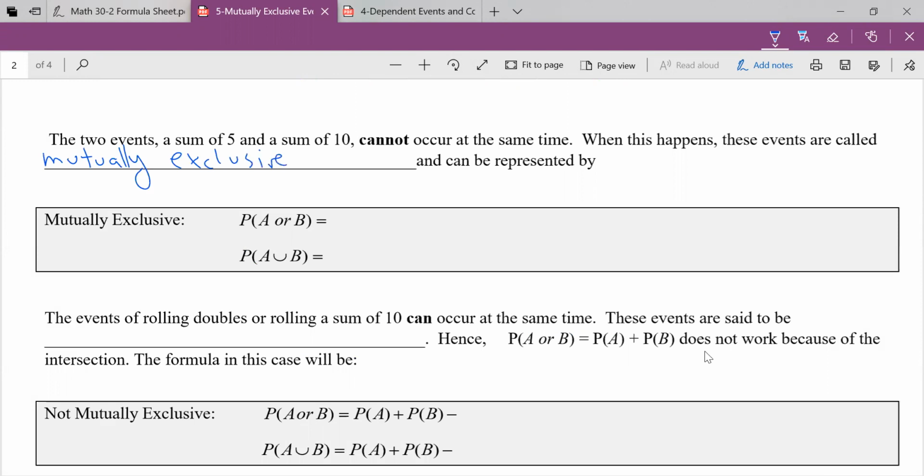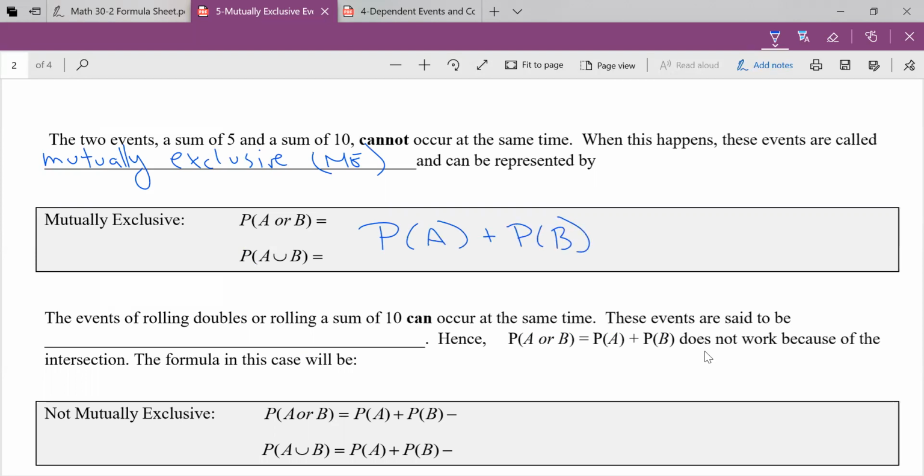Sometimes we'll be lazy and we're mathletes, so we'll call it just ME for short. So what does it mean to be mutually exclusive? Well, these are or statements. I'm going to get a sum of 5 or a sum of 10. Remember what the word or means in mathematics. It's the union, and the operation is for us to simply add.